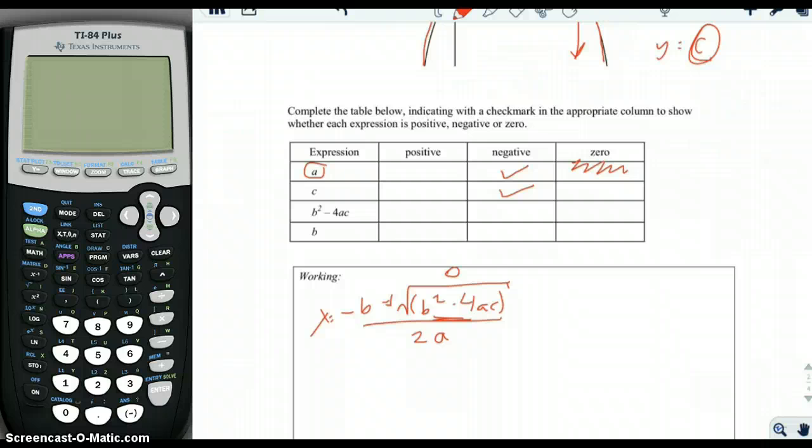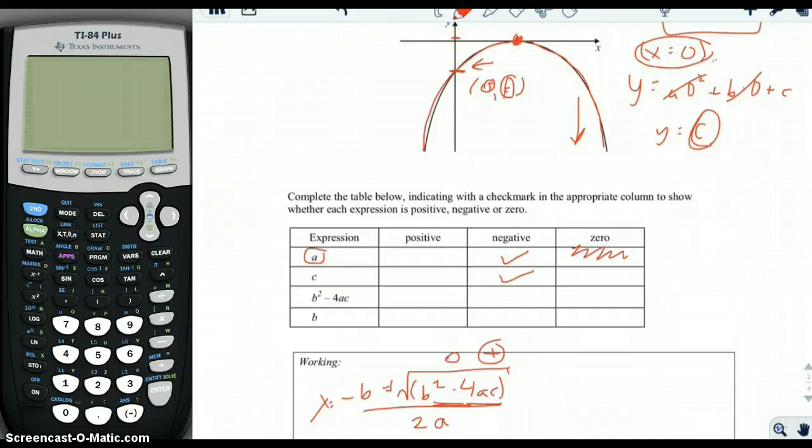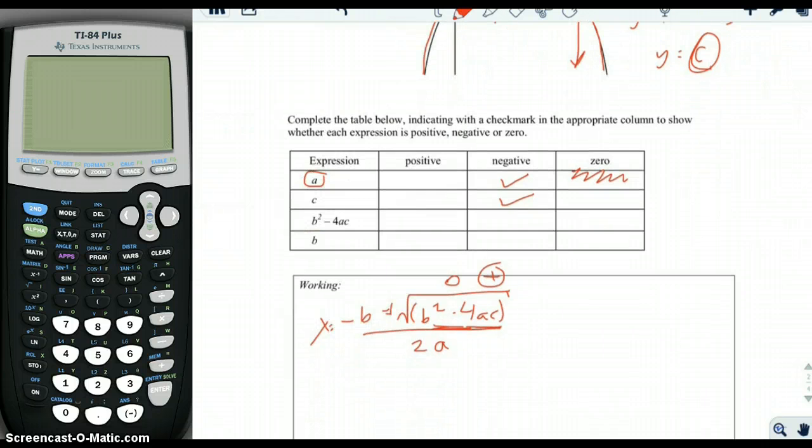When this number b squared minus 4ac is positive, then it's going to give you a valid square root, and then you're going to get two different x-intercepts. Okay, so in this case, what do we have? Do we have two different x-intercepts? Do we have one x-intercept? Do we have zero x-intercepts? Well, there's only one point where the parabola touches the x-axis, at the vertex. So we know that the discriminant must have been 0. So b squared minus 4ac must have been 0. Okay? Last one, b.